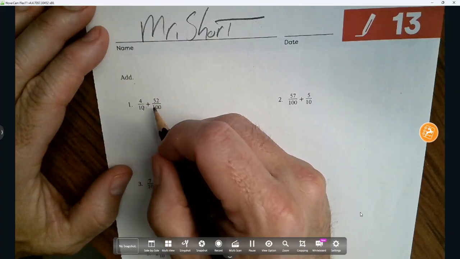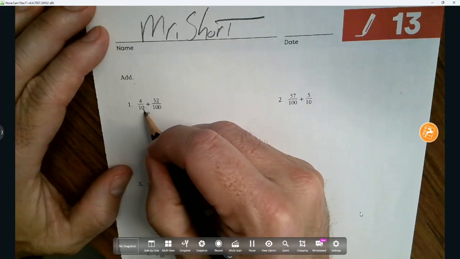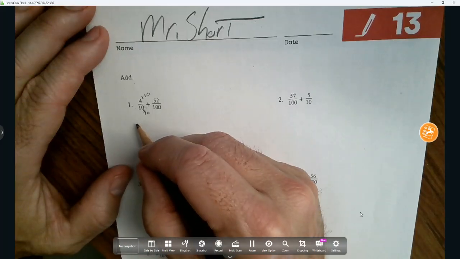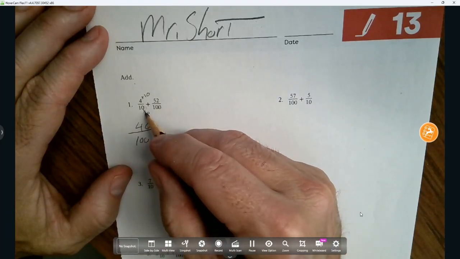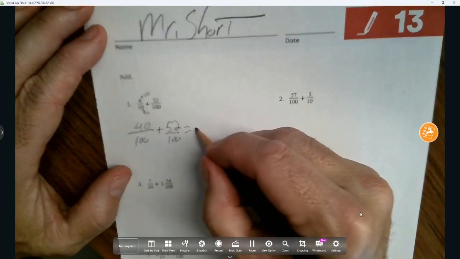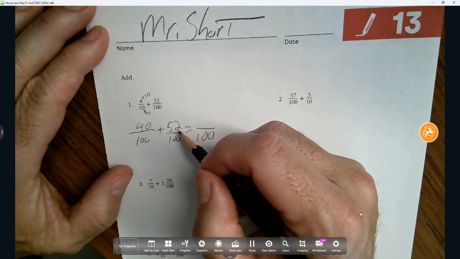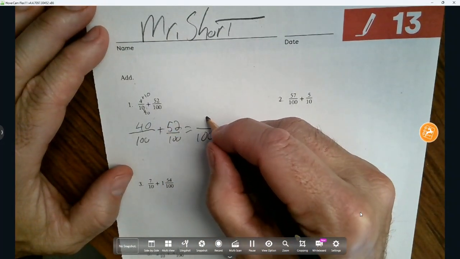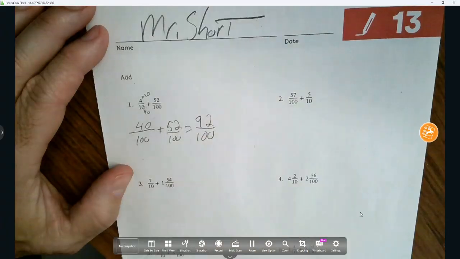So to change 10 into 100, what do we have to do? We multiply it by 10. So times 10 there. And then up here, that means we have to multiply the 4 by 10. So now we're going to have 4 times 10 is 40 over 100 now, right? Because 10 times 10 is 100. Plus, we can leave this part alone, 52 over 100. If the bottoms are the same, we just call that 100. We don't need to change anything. And then we have to add 40 plus 52. So 2 plus 0 is 2, and 5 plus 4 is 9, and there's our answer.